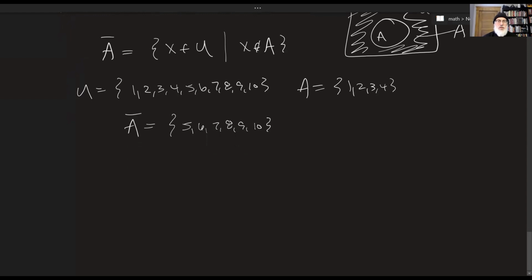So if you have a parent set, the large set, if I say A is a subset of X, A complement will be all the elements in X that are not in A, or the stuff we throw out of A.